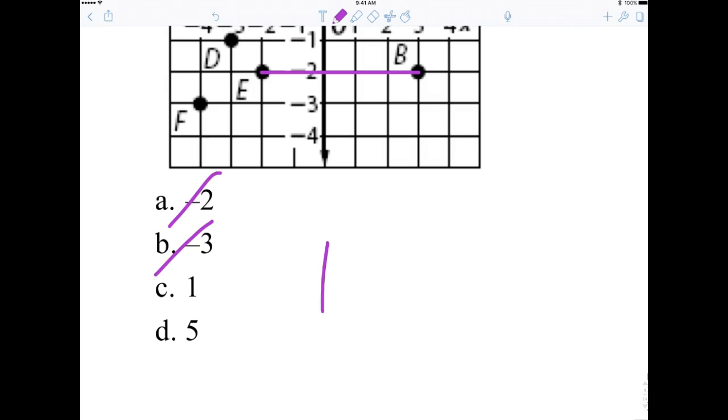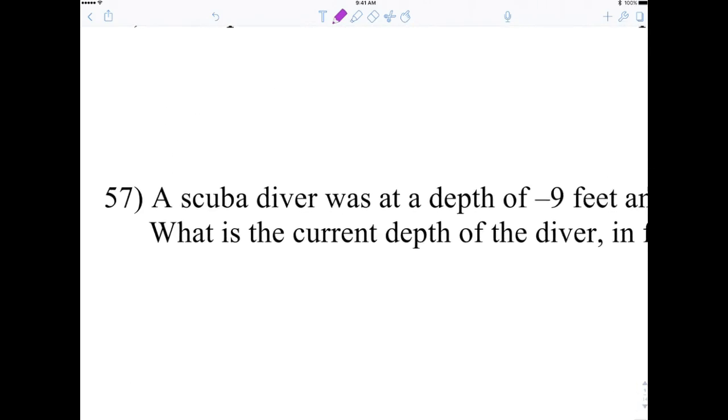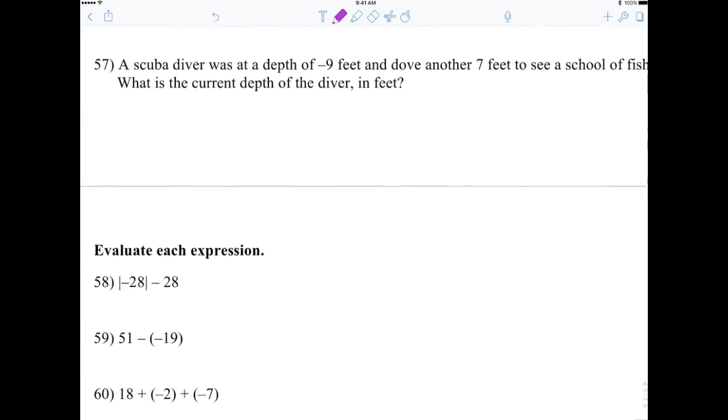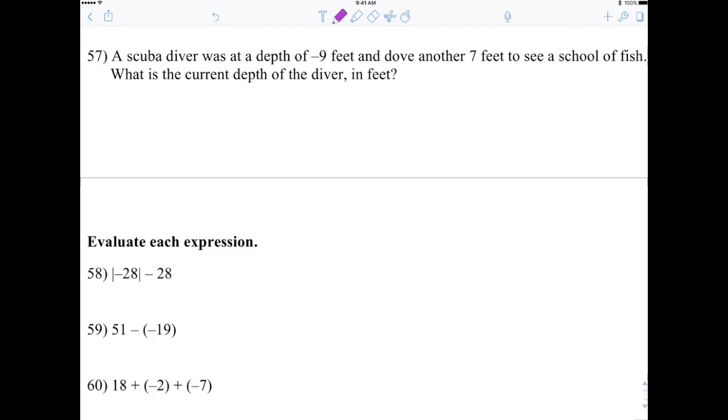So it had to be 5 without doing any work. Everybody good with that? Understand what I'm saying? Because these are good little test-taking strategies for you when you take your ERBs. All right? You may not know the answer, but if you can eliminate choices, that's a great way of scoring better. All right, 57.